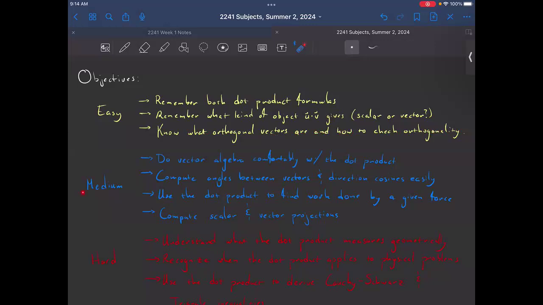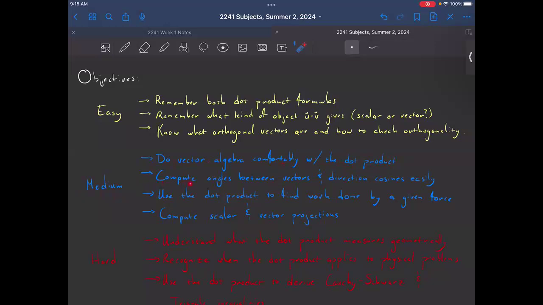All right, next up is the medium objectives. First one says, do vector algebra comfortably with the dot product. So in the last section, you learned how to do vector algebra using like vector addition and scalar multiplication. Now, can you still do it when equations or expressions involve the dot product as well?